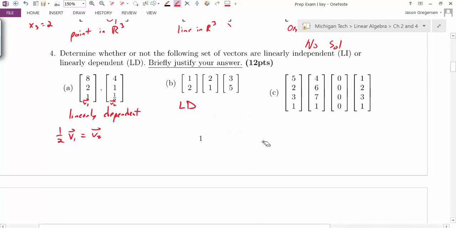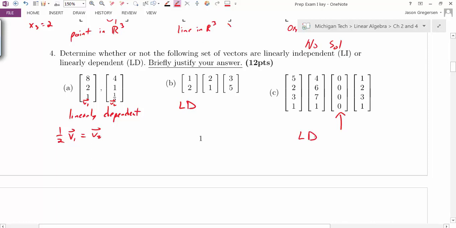Part C has four-dimensional vectors. So I can't talk about the number of rows and columns of this matrix helping me make this decision. And so I might potentially have to write this into a giant matrix and do the row reduction to see if I have a pivot position for every column. But luckily I don't. Right away I can identify that I will not have a pivot position in this column. Another way to think about this is the zero vector is an element of this set. And any set of vectors that contains a zero vector is automatically linearly dependent.